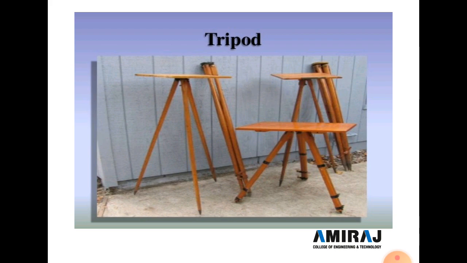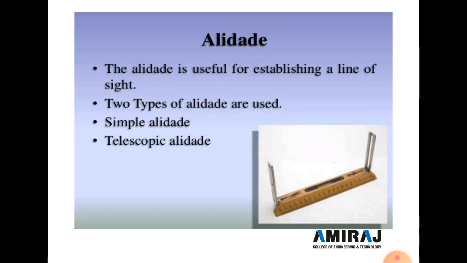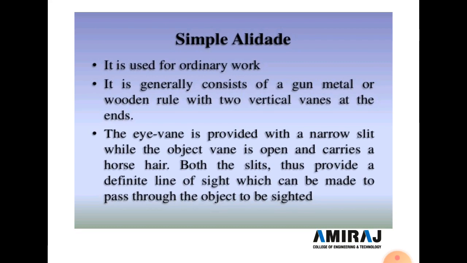Here is a wooden tripod stand with a plane table, and another instrument or equipment used in plane table surveying is the alidade. Why is the alidade required? For getting the exact line of sight. For getting the exact line of sight, two types of alidade are generally used: simple alidade and telescopic alidade.